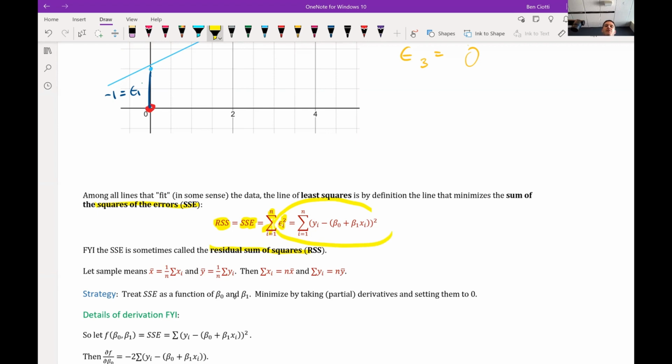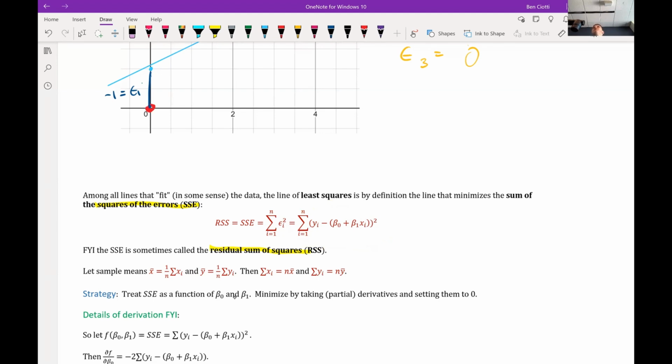How do you think you find the values of beta 0 and beta 1 that minimize this sum? We're not going to do it, but strategically, how would you do it? This is a minimization problem for a function of two variables, right? You treat this expression as a function of two variables, beta 0 and beta 1, that you want to minimize, where the data, the x sub i's and y sub i's, are considered fixed.